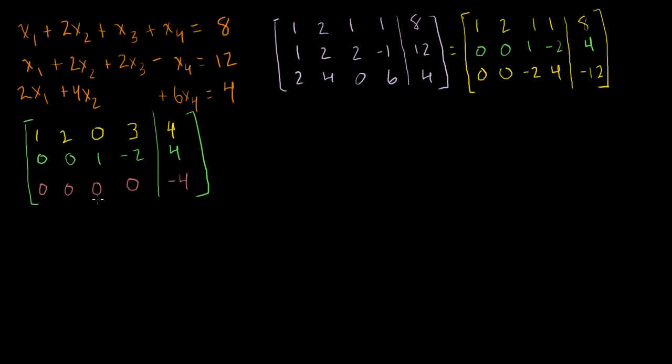Now, this is interesting. I've essentially put this in reduced row echelon form. I have two pivot entries. That's a pivot entry right there.